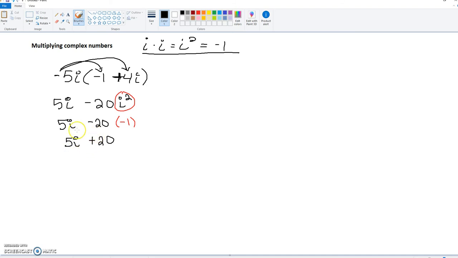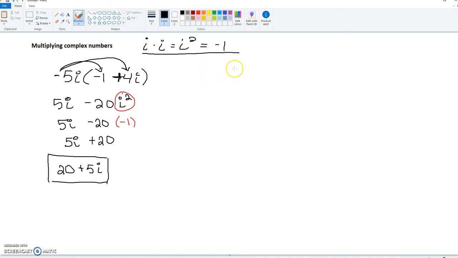Now of course this technically is the answer. However, we want to put it in standard form. And standard form says that we have the actual number first and then our imaginary number second, or our complex number. So we're going to reorder this, and so the first thing will be the 20, and then we're going to put plus 5i. And this will be the answer that you enter into ALEKS. So this is one example that you will see.